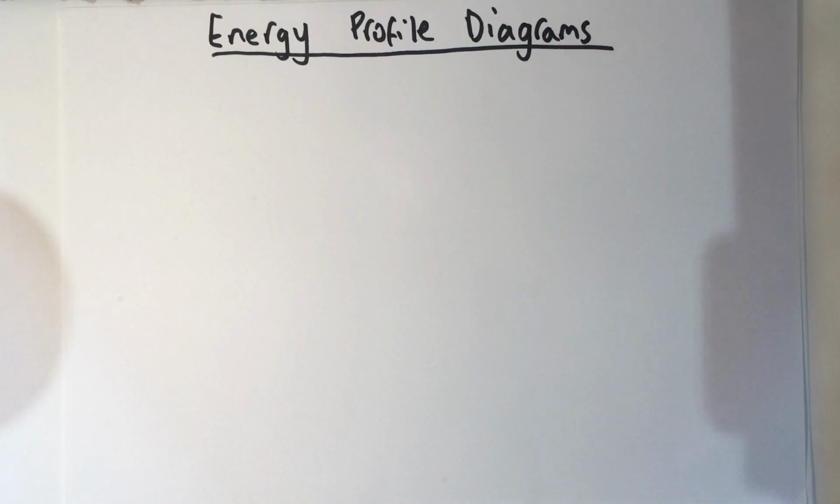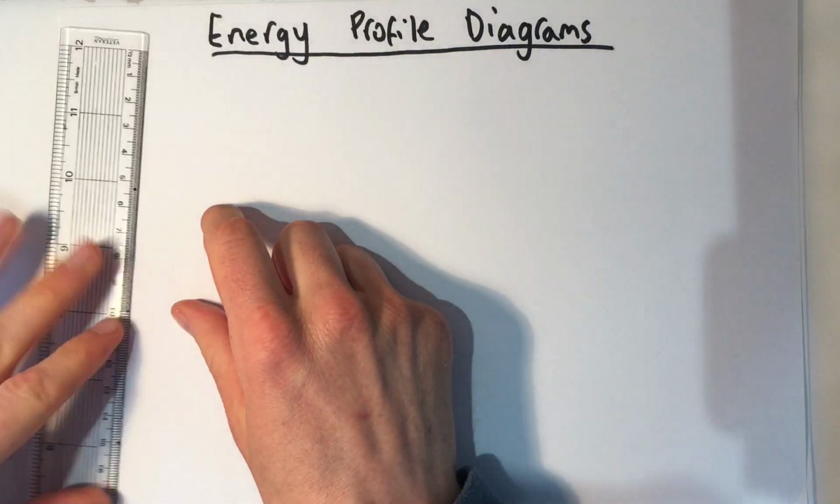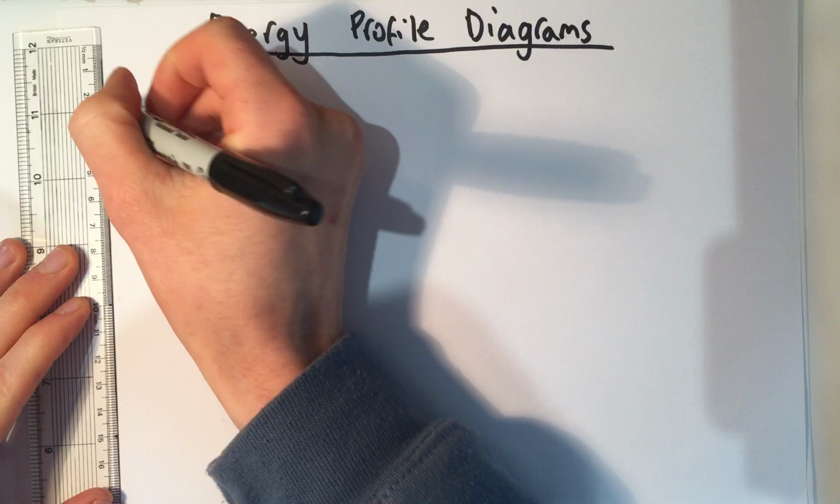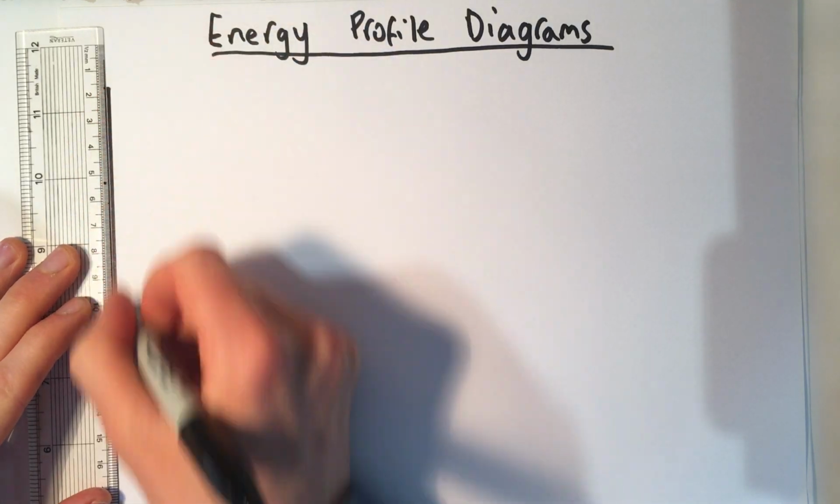Energy profiles are diagrams which show the energy in a reaction. I'm going to draw a couple to show you examples and show you how to label them. They're very straightforward. First of all, I'm going to label my X and Y axis, if I just get those drawn out.